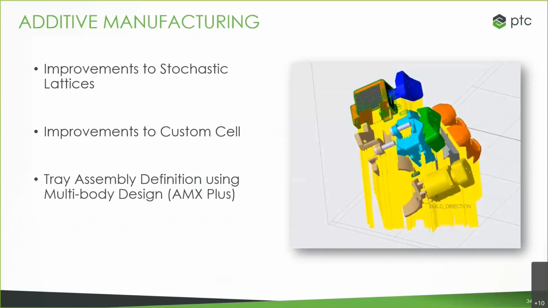Specific here with the Additive Manufacturing Plus extension, we've made improvements to the tray assembly definition using that multi-body design methodology. So even with the same part file, have those different bodies with different parameters, wall thickness, colors. It's really a lot of uses to doing that there.